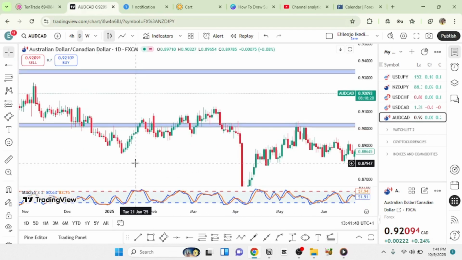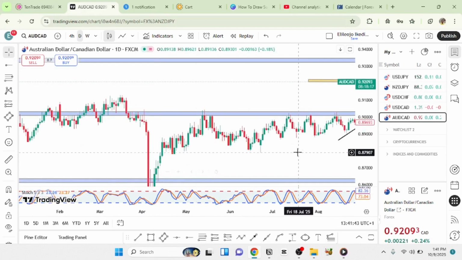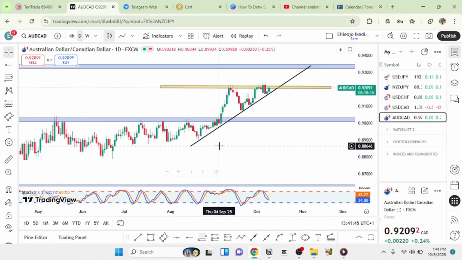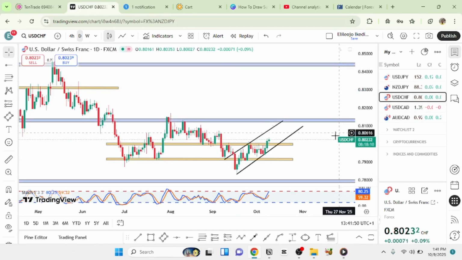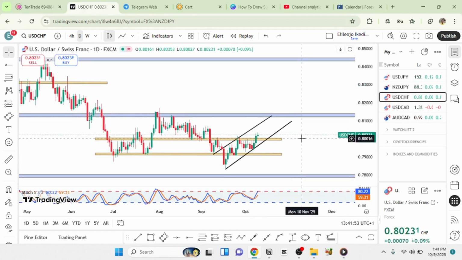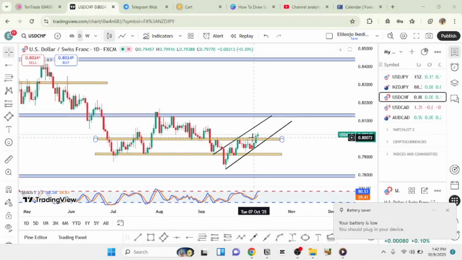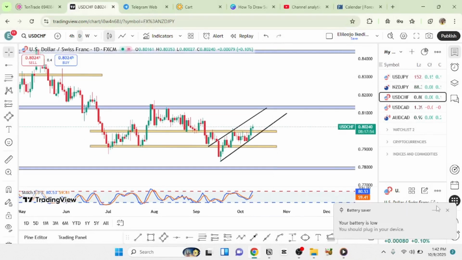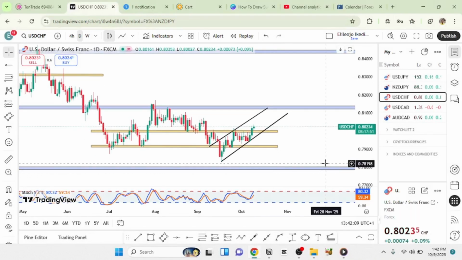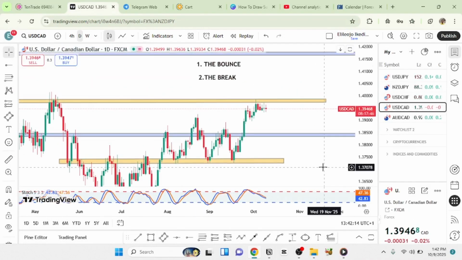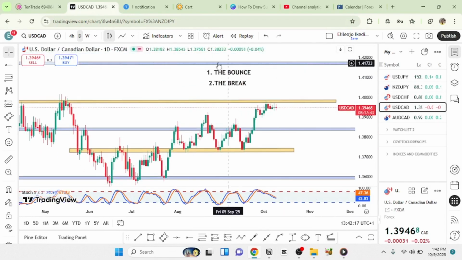So the idea with the breakout is that you want price to break out of a certain support or resistance level before taking a trade. Now, there is something you need to be aware of when you do support and resistance. The first is that you want a convincing bounce or a convincing break.